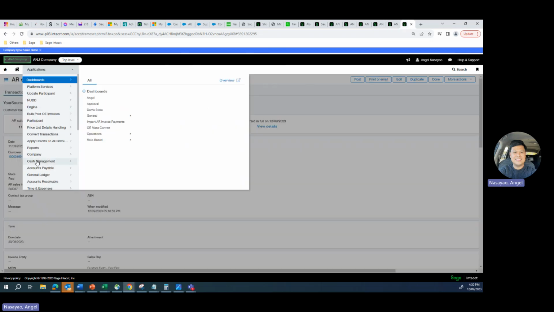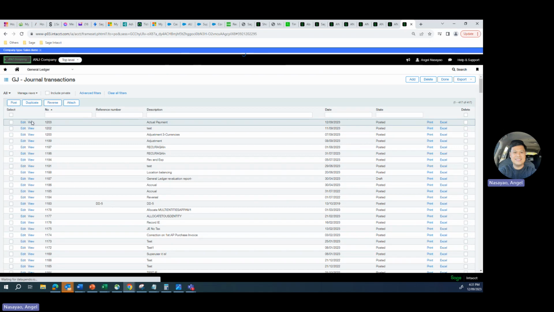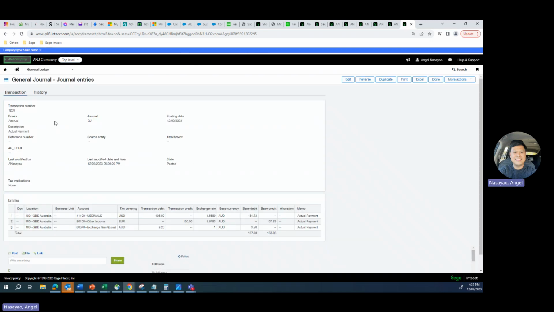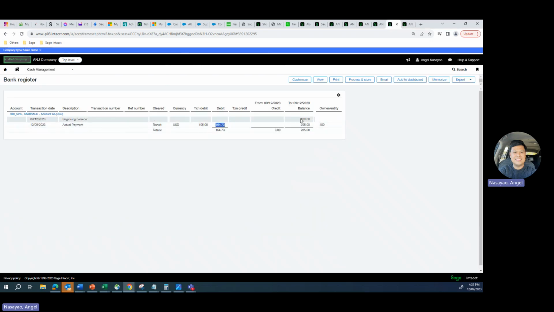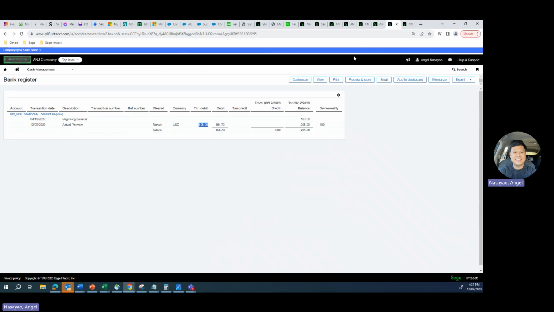So if I open up general ledger, general entry, general journal, this is the journal that we created, right? So we received a payment on the USD bank account for 105. This is just a conversion as of this date, 164.73. So there you go. 105, which is the beginning balance, we have received 105 as we can see here, 105 USD. And starting balance is 100 plus 105, 205. So we have 205 there. Okay, hope this helps. Thank you.